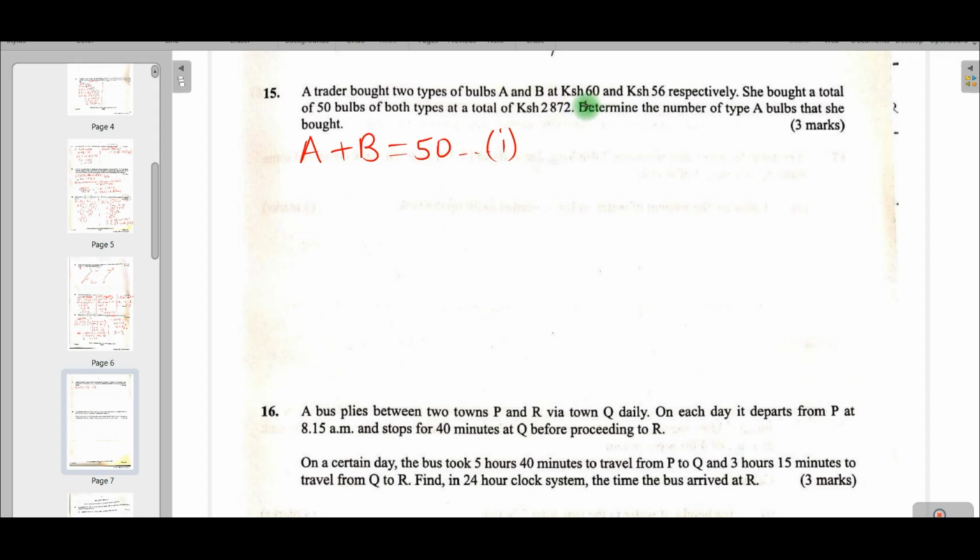Then, for bulb type A, it was costing 60 shillings. So for A bulbs, it will cost 60A. Then for type B, one was costing 56 shillings. So B bulbs will cost 56B. And the total cost was 2872. Again, we have formed another equation.